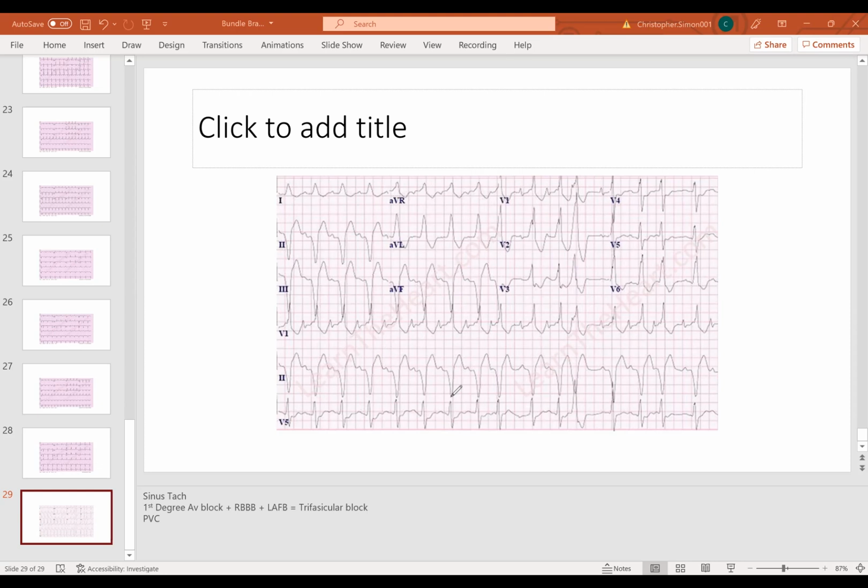So got some wide QRSs, gonna see what's going on with that. Go to V1. V1's got a positive deflection, right? Slurred S wave over here, and a slurred S wave over here. So we got first degree AV block plus a right bundle branch block. Right bundle branch block, we're going to look at lead 2. Lead 2 has a net negative deflection, which it does. Then we got a left anterior fascicular block also.